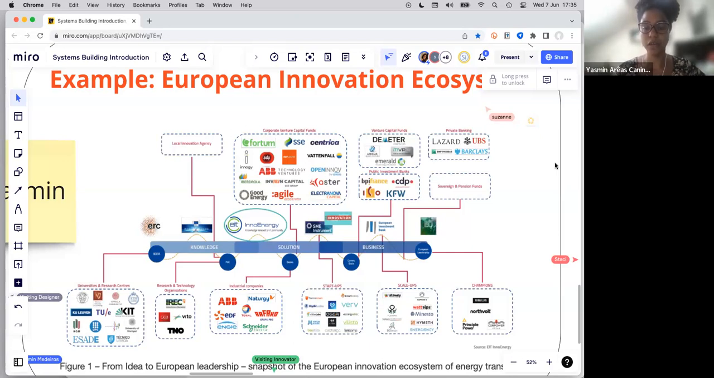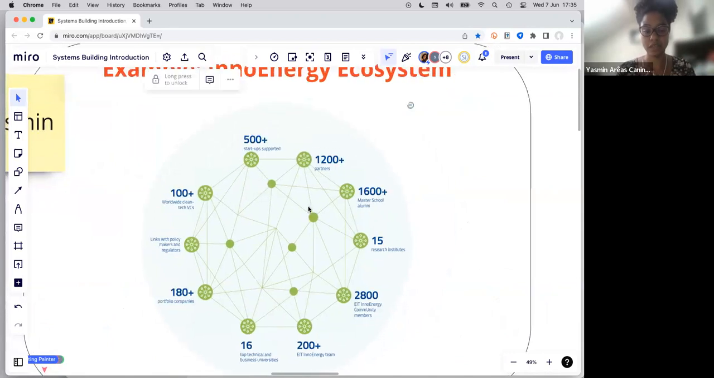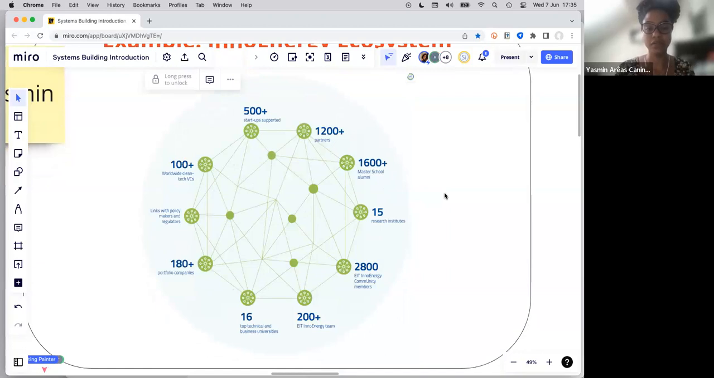And if you go to the other one up there, this is more about the numbers. I think this one is quite interesting: EIT InnoEnergy, the branch of the European Union that accelerates the idea of energy transition, is bringing, for example, 1,200 partners together alongside the energy team and several portfolio companies. So all of these different stakeholders are actually co-creating this ecosystem.